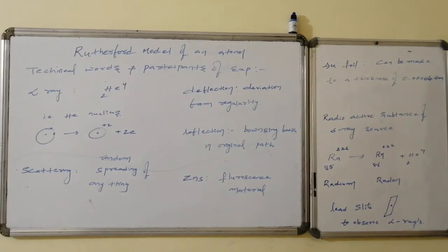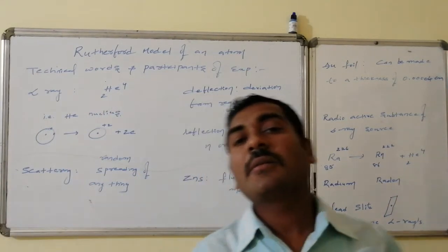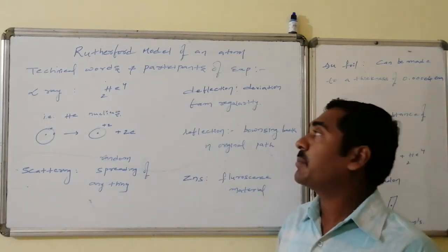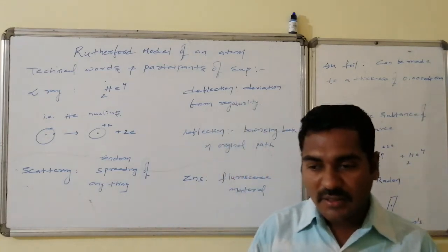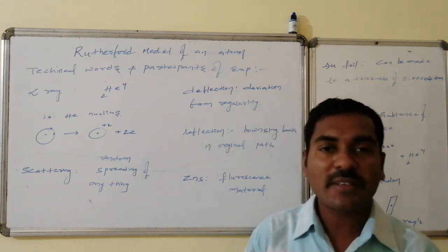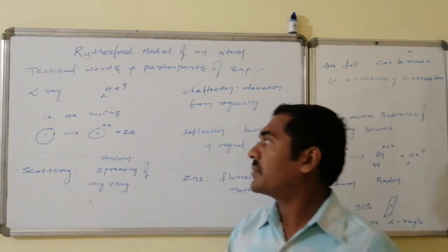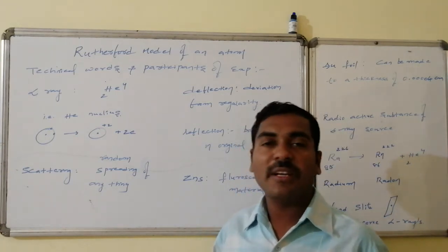Rutherford model of an atom. The technical terms and words used for the equipment and the participants are like this. Alpha rays are the nucleus of helium. That is, helium has 2 electrons, 2 protons and 2 neutrons. Out of this helium, if 2 electrons are removed, then it is converted to a helium nucleus.